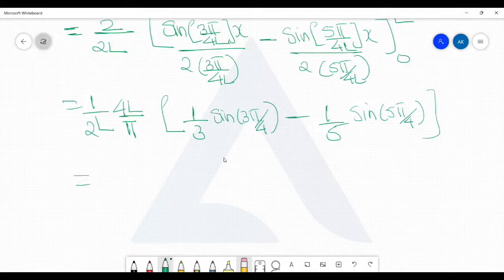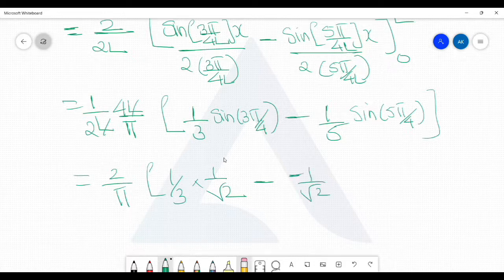Sine 3 pi by 4 is in the second quadrant. You can solve this: 2 by pi, 1 by 3 into sine (pi minus pi by 4), that is sine pi by 4. Sine pi by 4 is 1 by root 2. Minus sine 5 pi by 4 is in the third quadrant where sine is negative. That is sine (pi plus pi by 4), which is minus 1 by root 2. Here also 1 by 5, right? Therefore, you will get root 2 by pi into (1 by 3 plus 1 by 5).